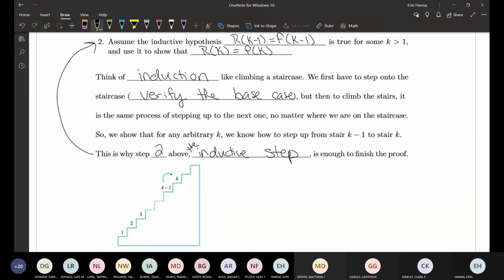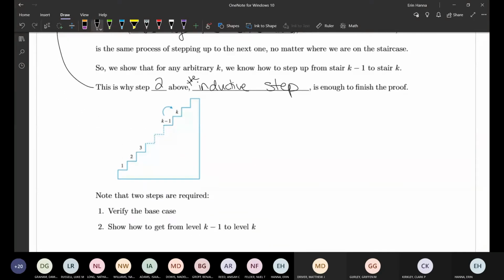Okay. So this is exactly what I just said. So remember, we've always got to do those two things. So let's see a couple examples of that.